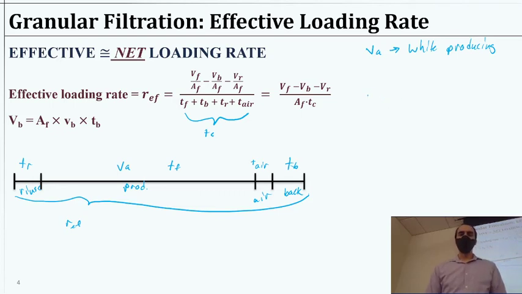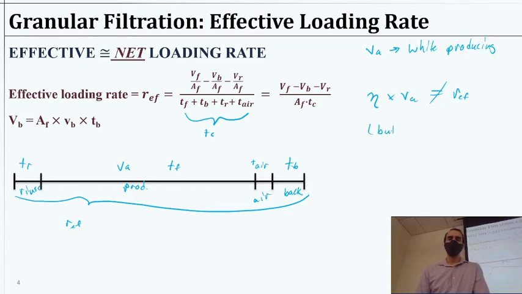So what I'll say is the new times VA is not equal to our effective, but it should be close. So it might be a handy way to check on it, unless I'm giving you a strange problem that is specifically kind of pointing out that it's not the same. But typically, it should be close in a normal situation.